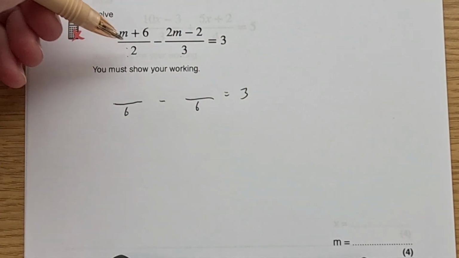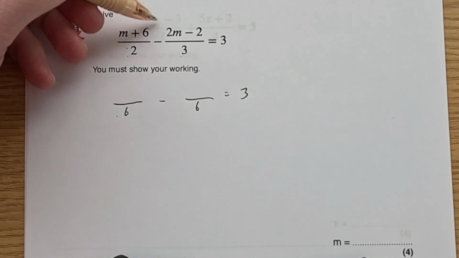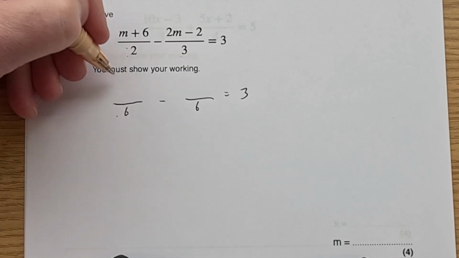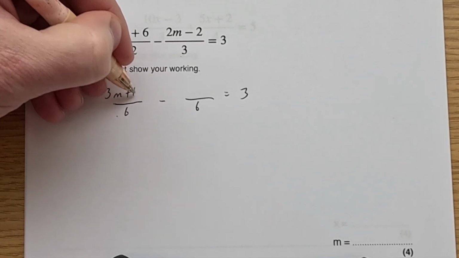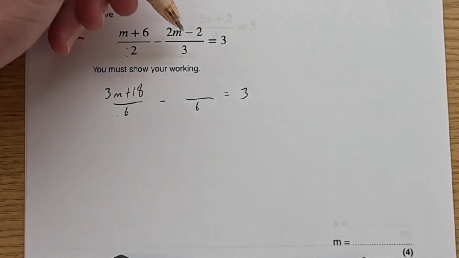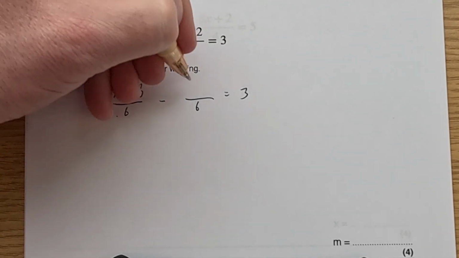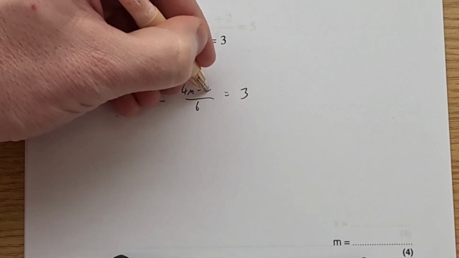Okay, so to get from 2 to 6, you multiply by 3. So let's multiply the numerator by 3. So if you multiply both of those by 3, you're going to get 3m plus 18. And here, to get from 3 to 6, you double it, you times by 2. So let's multiply both of these by 2. So it's going to be 4m, subtract 4.